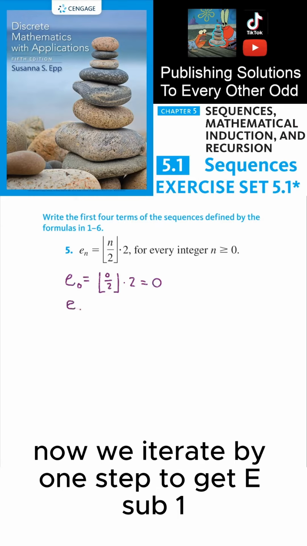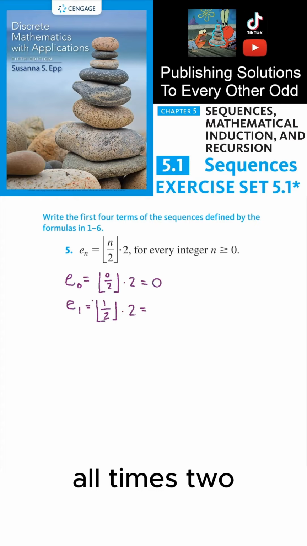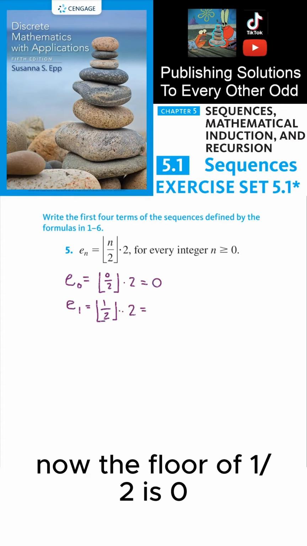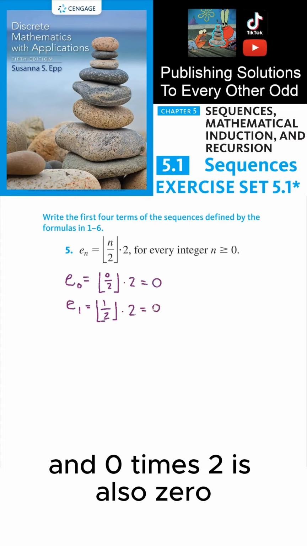Now we iterate by one step to get E sub 1, and now my index variable n is 1. So this is the floor of 1 over 2, all times 2. Now the floor of 1/2 is 0, and 0 times 2 is also 0. So E sub 1 is also 0.